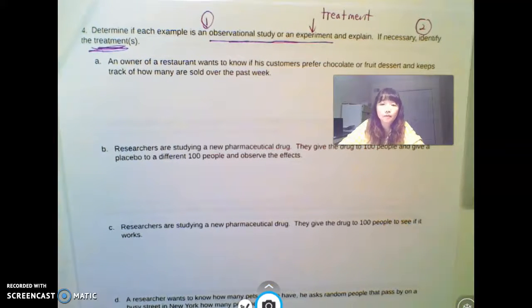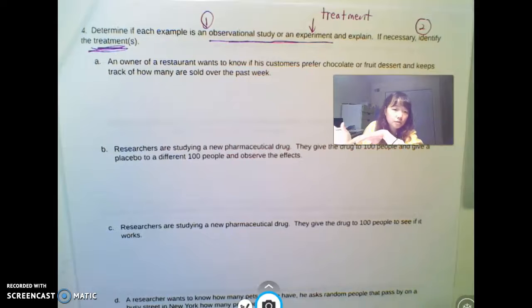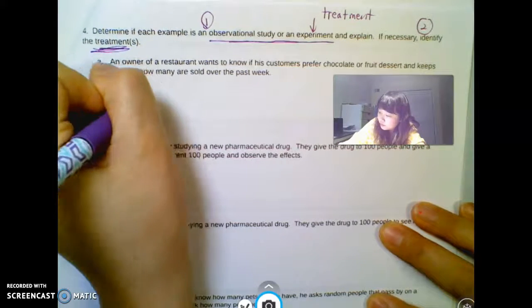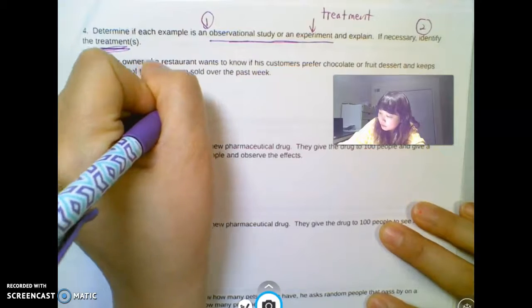Number one, or A. An owner of a restaurant wants to know if customers prefer chocolate or fruit dessert and keeps track of how many are sold over the past week. Was there a treatment? Did the owner divide up the groups and give them something special? No. They just observed. Observational study.